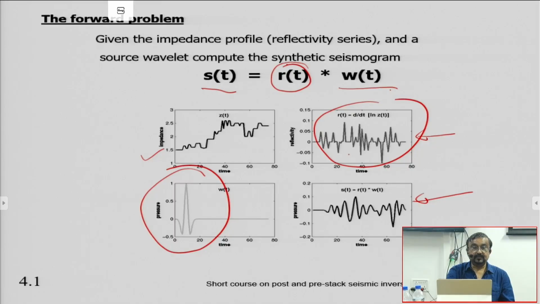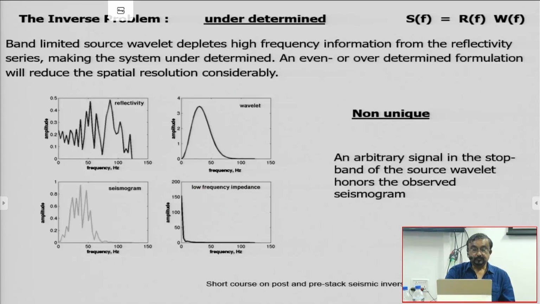So why is this problem hard? The reason it's hard is this. If you look in the frequency domain, the reflectivity has all frequencies. Reflectivity is broadband. But the wavelet has only a certain set of frequencies. This is band limited.